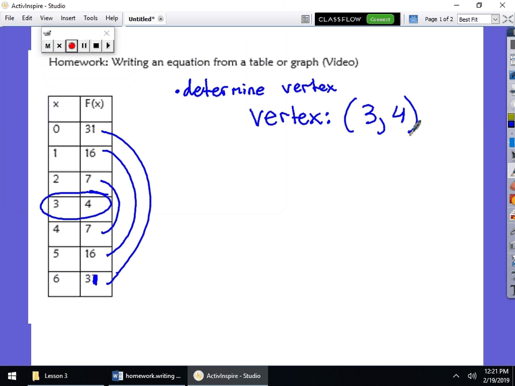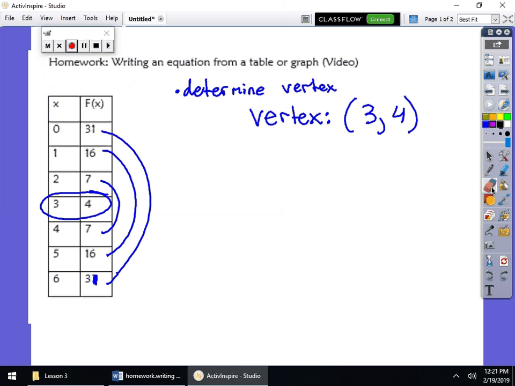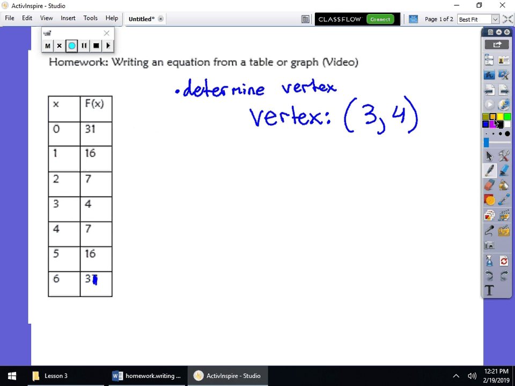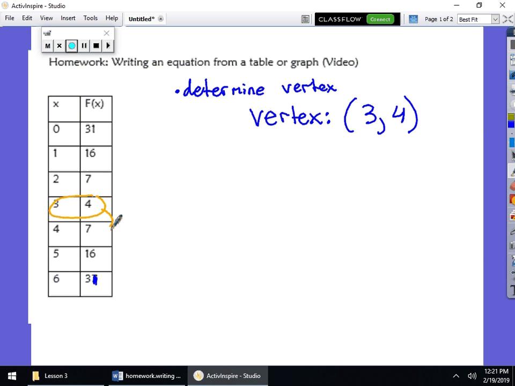After we find the vertex, we just figure out the pattern. Let me erase these real quick. How do we go from the vertex? So here's the vertex. How do you go from here to here? Plus 3, plus 9, plus 21. So we know that this pattern, whatever number this is, is the value of A.